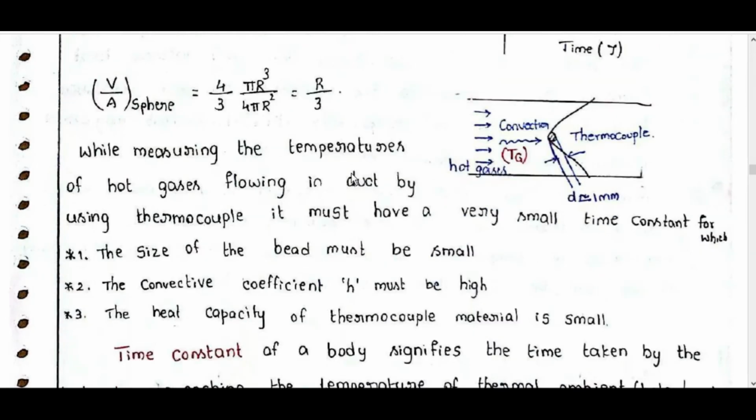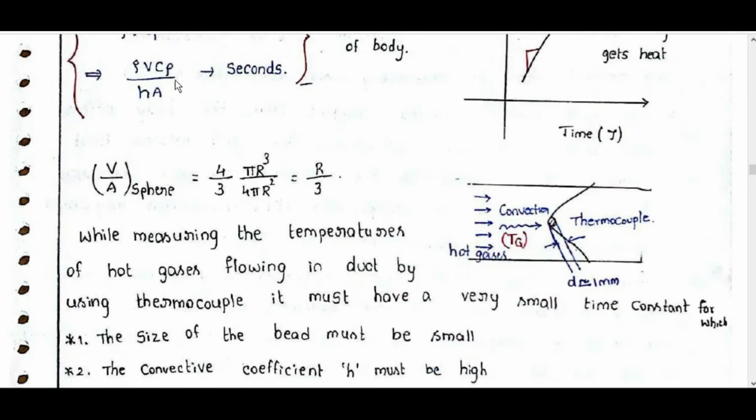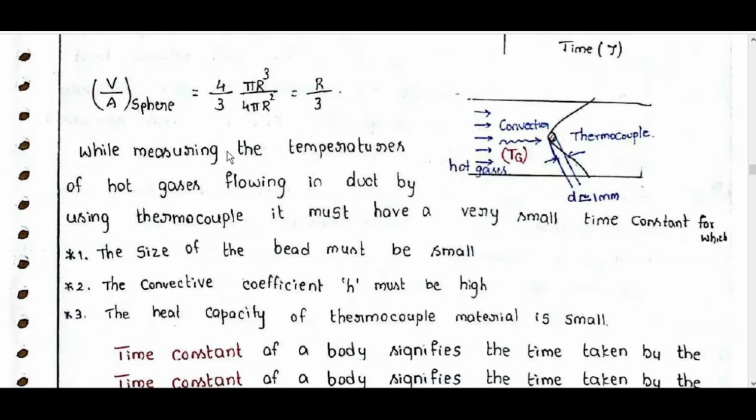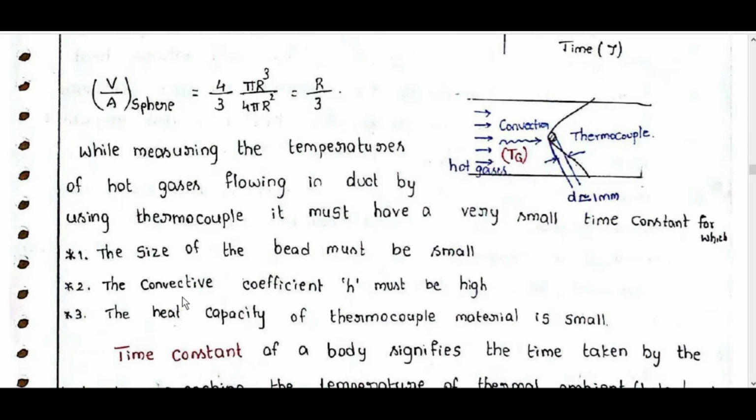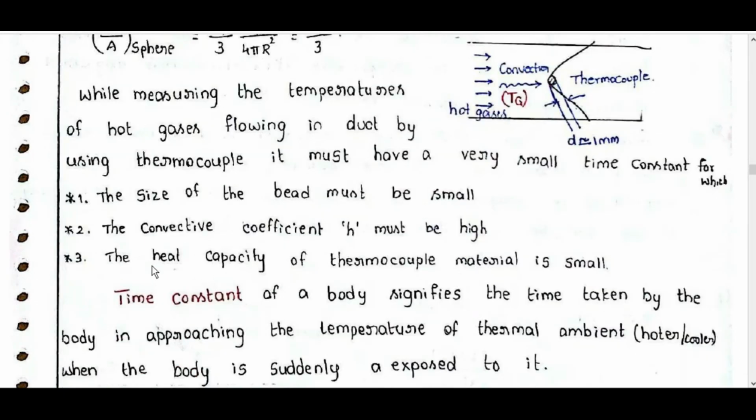While measuring temperatures of hot gases flowing in a duct using a thermocouple, it must have a very small time constant, for which the size of the bead must be small. So for a small time constant, the size of the bead should be small, the convective heat transfer coefficient h must be high, and the heat capacity of the thermocouple material must be small.